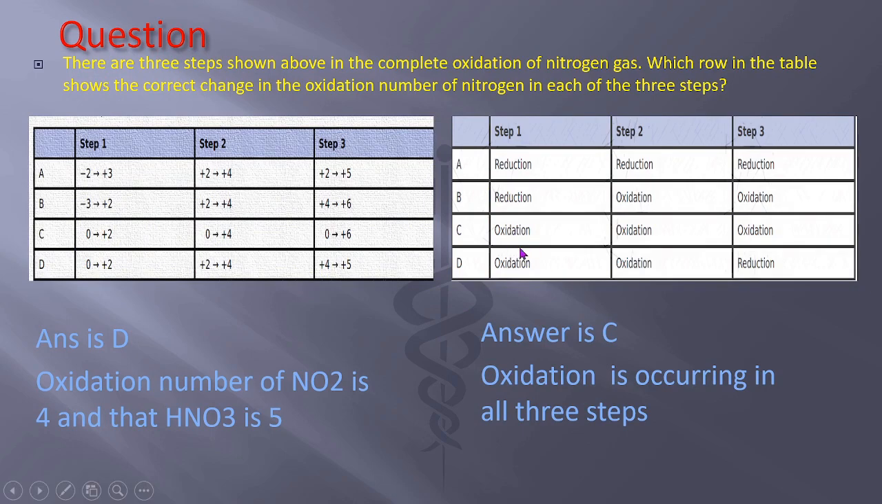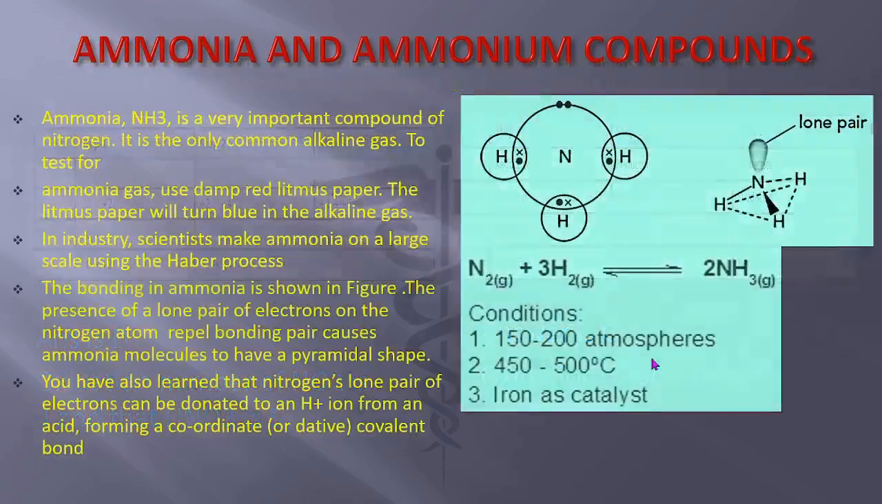In this question, I just explained what the oxidation number of NO2 is, and what is actually occurring there in the previous 3 steps. So actually it is C, because oxidation occurs in all 3 steps. And the oxidation number of nitrogen in NO2 is +4 and that in HNO3 is +5.